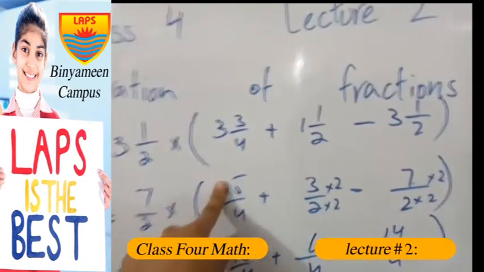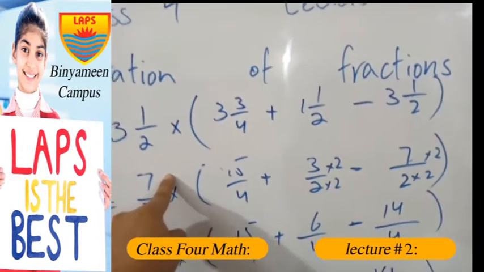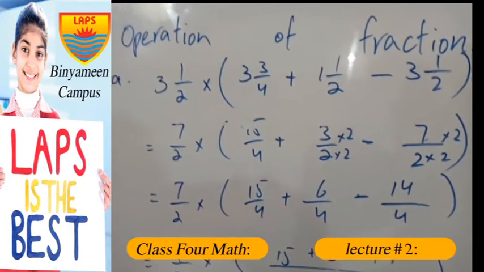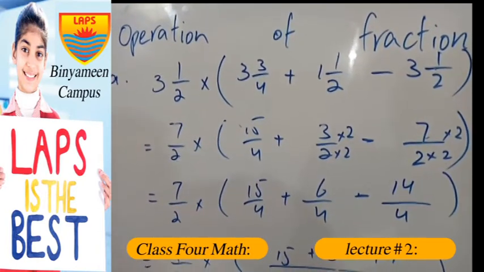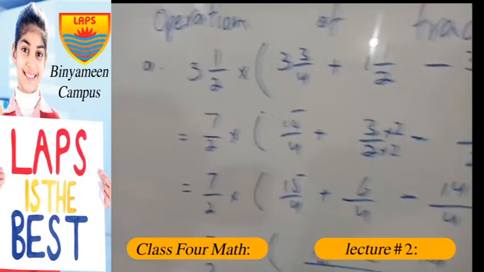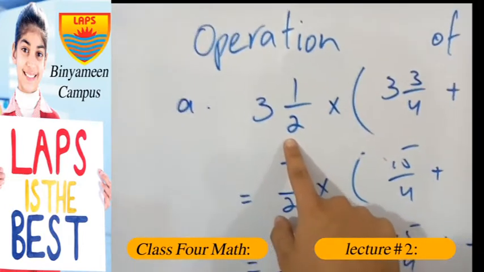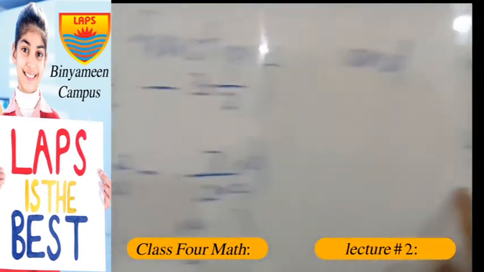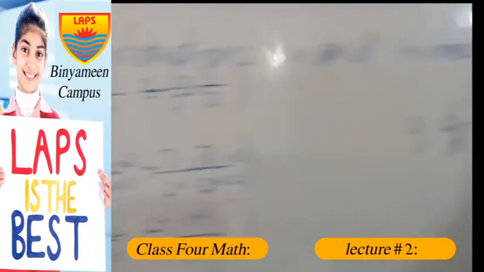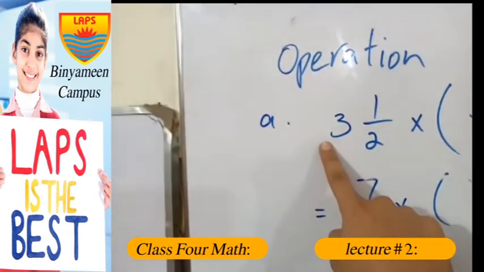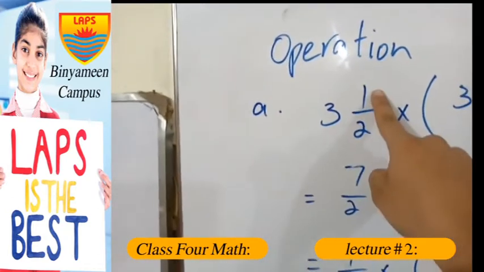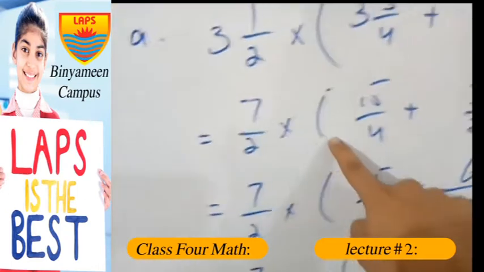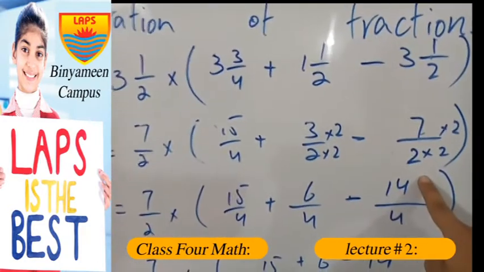Now all of these fractions are written as mixed numbers. So the first step will be converting these mixed numbers into improper fractions. For that we have to multiply the denominator with the whole number, and add the answer to the numerator like this: quotient, remainder and divisor. For that, 2 multiplies 3 makes 6, and plus 1 makes 7, and the denominator will be the same, so it makes 7 over 2. So we converted all our mixed numbers into improper fractions.